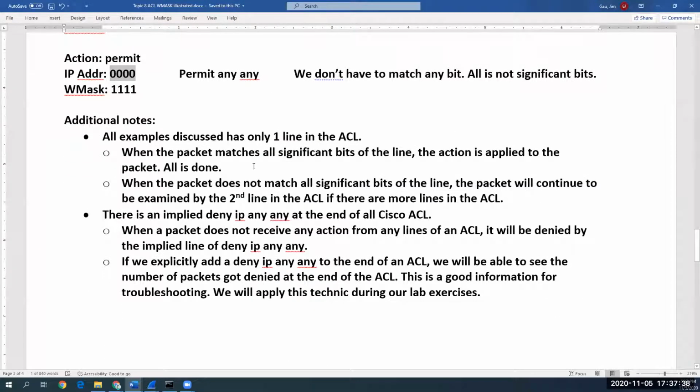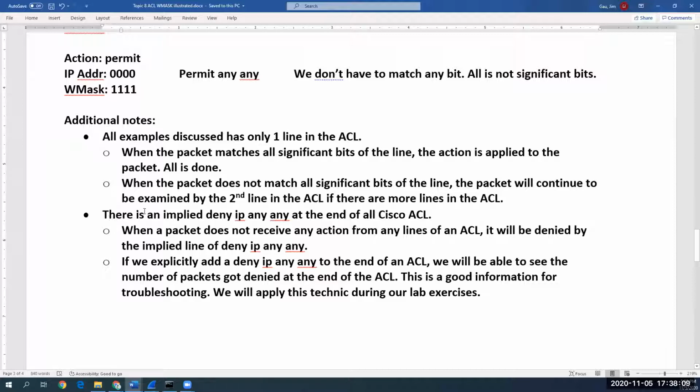Okay, now let's talk about the additional notes here. In all examples discussed, we only have one line in this ACL. When the packet matches all the significant bits of the line, the action is then applied to the packet. Then it's all done. When the packet doesn't match all significant bits of the line, the packet will continue to be examined by the second line in the ACL, if there are more lines in there.